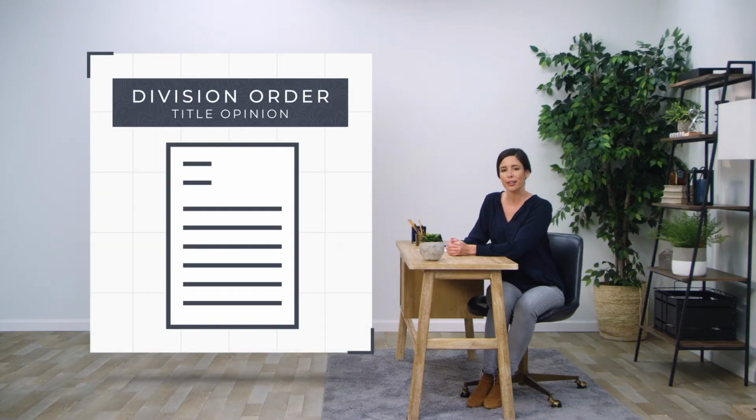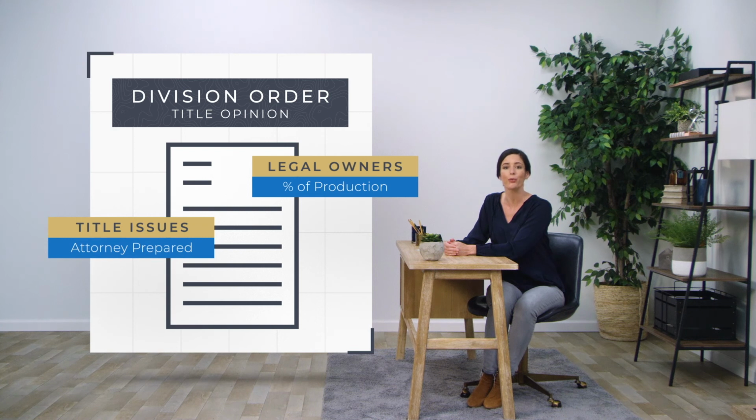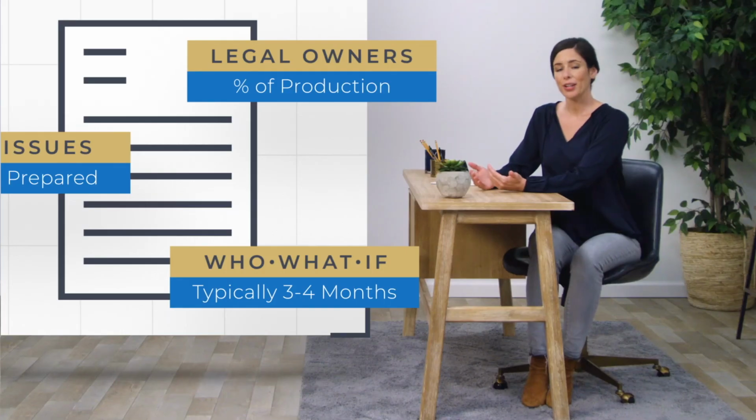The division order title opinion documents the legal owners, what percentage of the production they own, and if there's any issues with the title. The attorney from Blue Sky Oil will prepare this document. The division order title opinion says who all the owners are, what they own, and if there's any problems in the way. Generally, this process takes about 3 to 4 months, but if there are lengthy or complex titles, it may take longer. In Oklahoma, payment must be made within 6 months, or interest on the revenue is due to all owners.